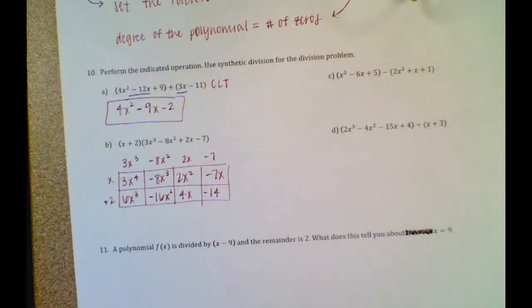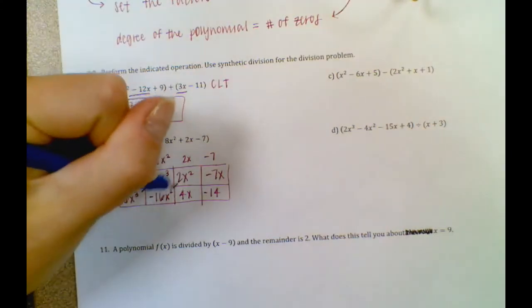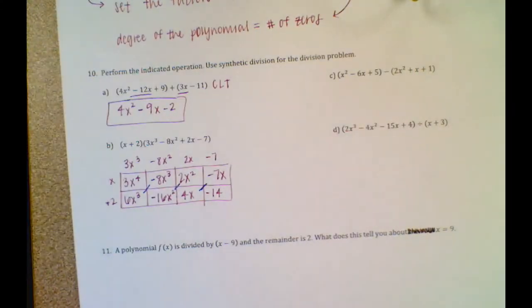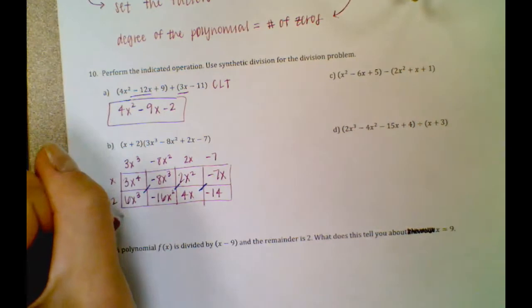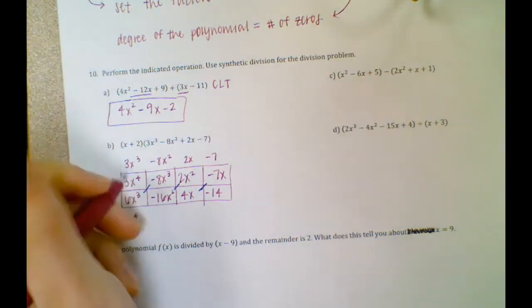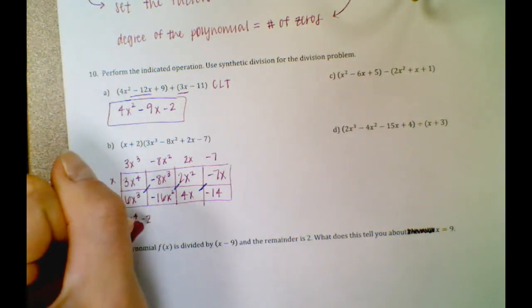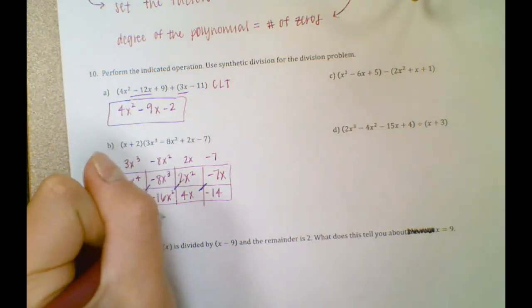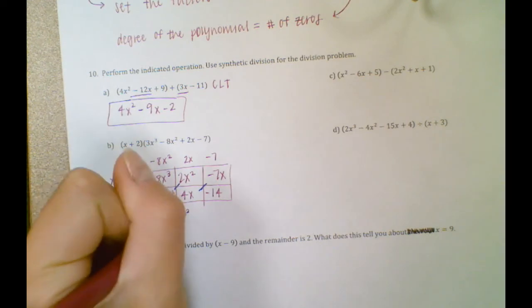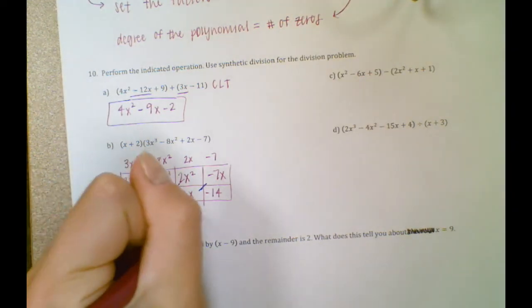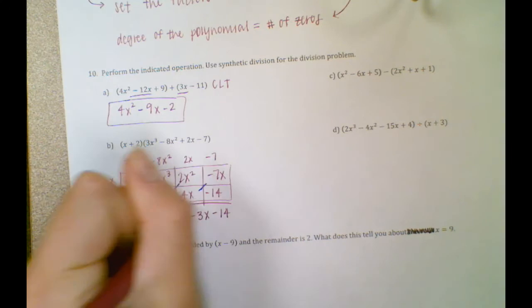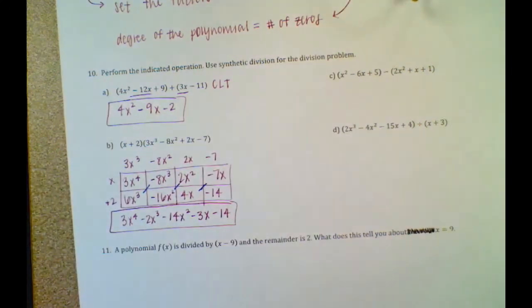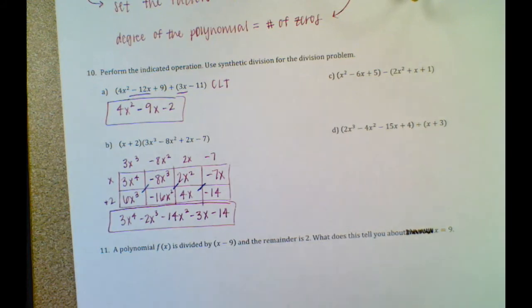And then I'm going to combine my like terms, and remember the degrees match up sideways. So 3x to the fourth, 6 minus 8 is negative 2, negative 16 plus 2 is negative 14, 4 minus 7 is negative 3x minus 14. I just like how nice and neat the box method can be. But yeah, you can just use the distributive property there if you would like. I'm okay with that too.